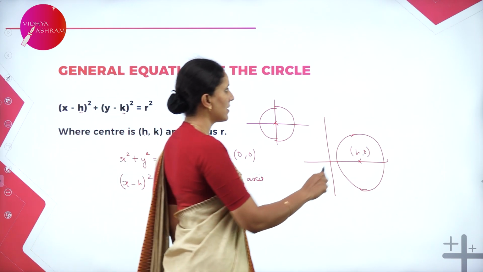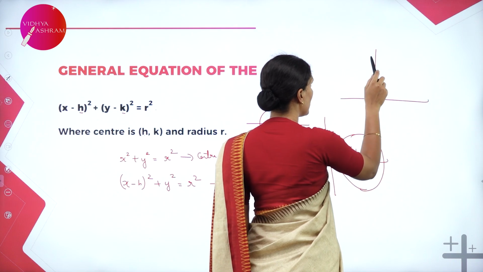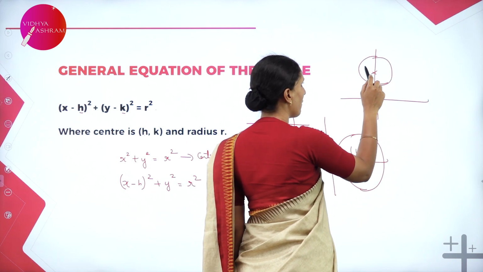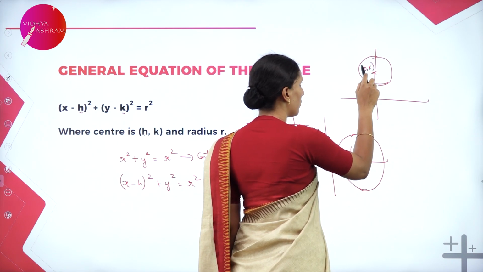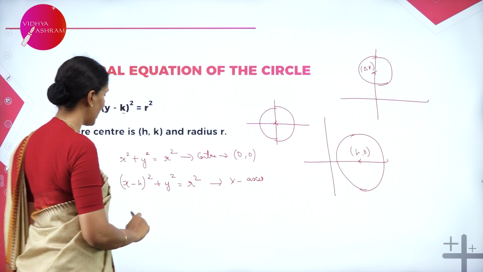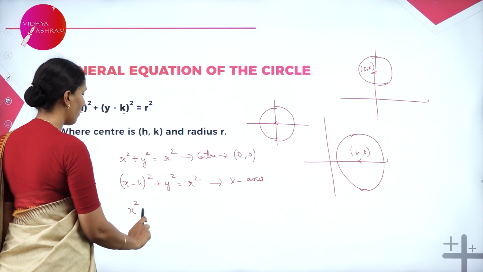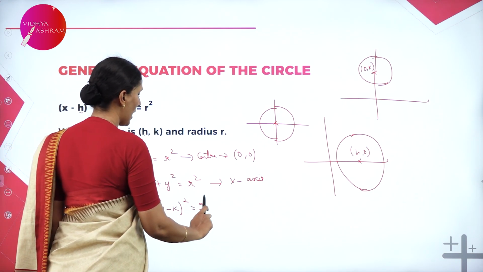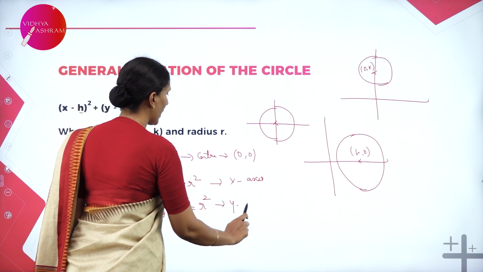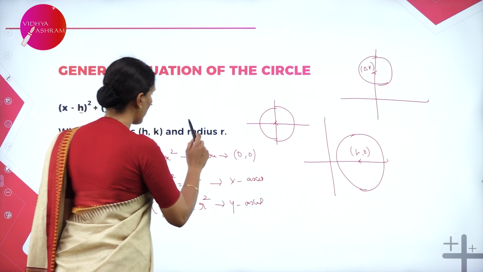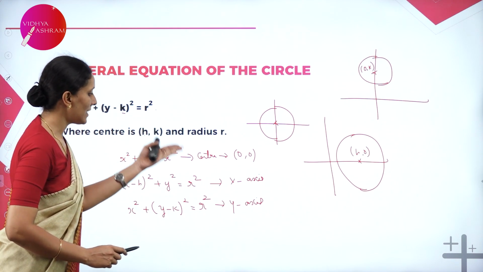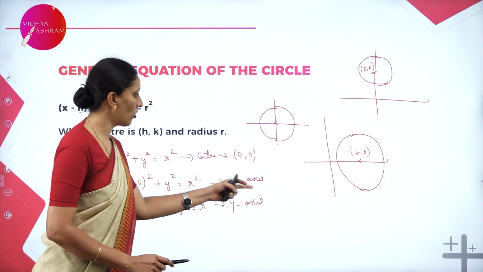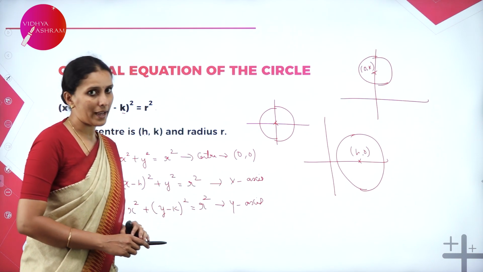Now suppose the center of the circle lies on the y-axis. Any point on the y-axis has x coordinate 0. So therefore the center becomes 0, k here. Hence the equation of the circle will be x square plus (y minus k) whole square is equal to r square. So these are the special cases of the general equation of the circle, when the center is 0, 0, when the center lies on the x-axis, and when the center lies along the y-axis.